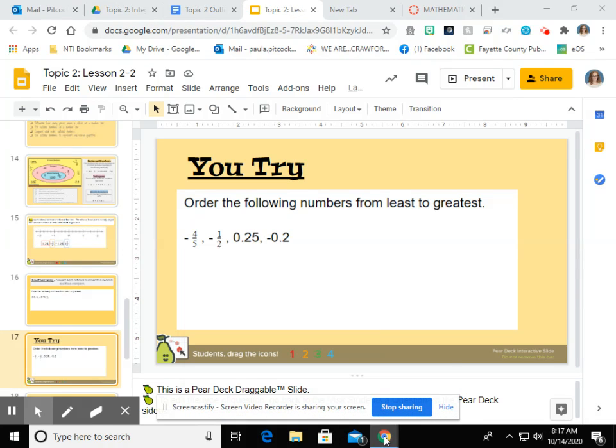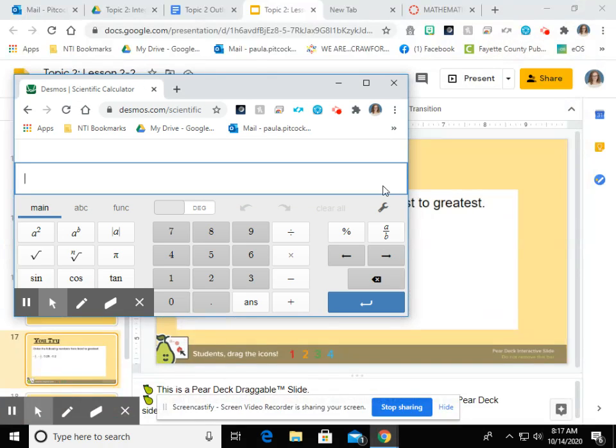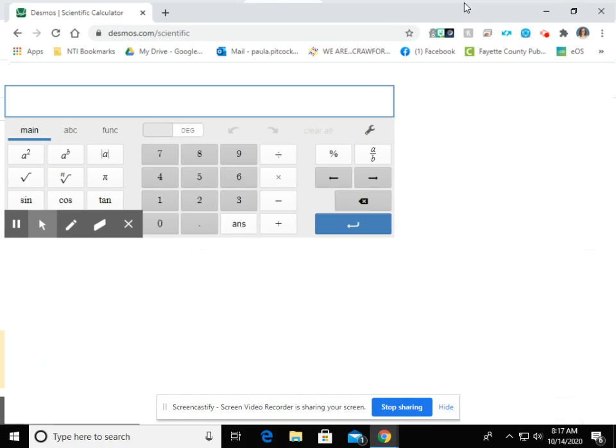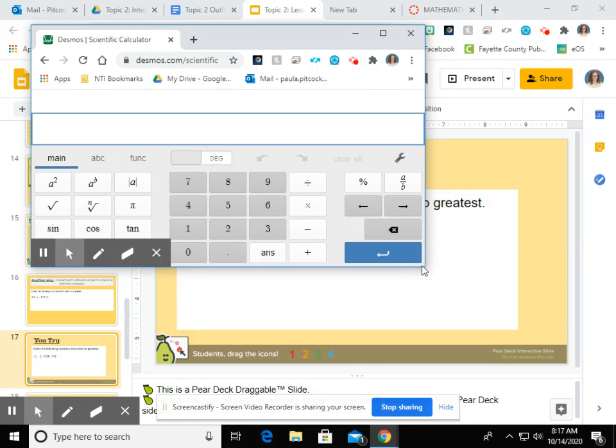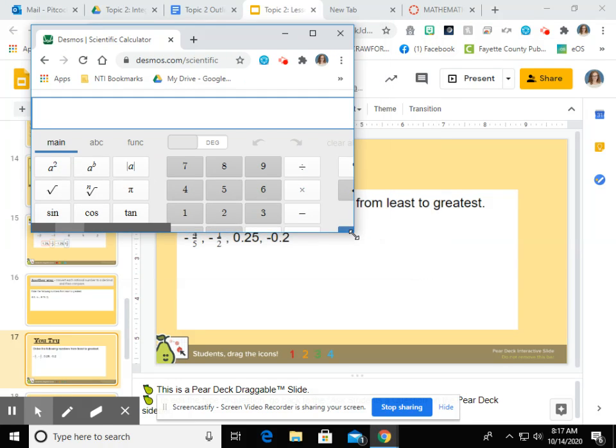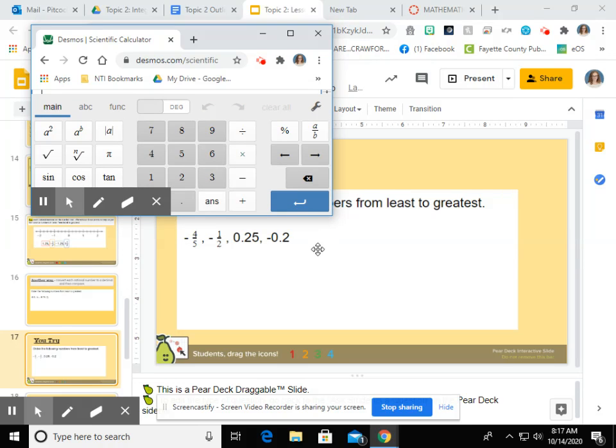And I want to bring my calculator up so that I can see both screens. Oh man alive, I am struggling. Okay, we're just going to have to make this smaller.